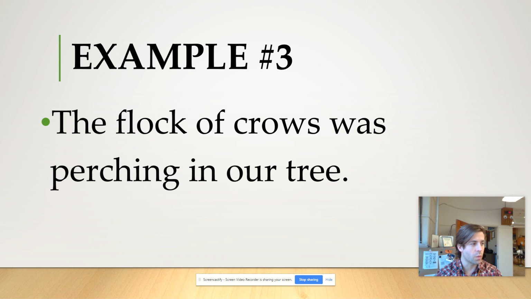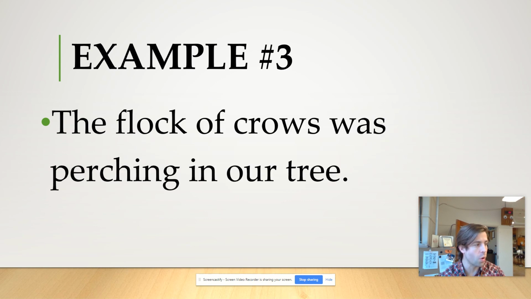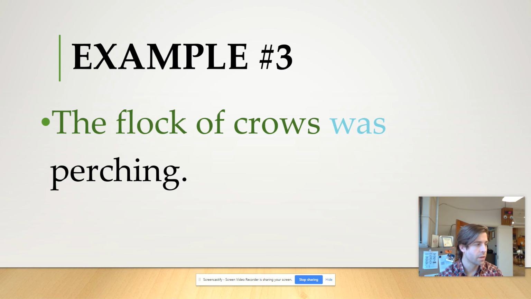This one's easy. Wouldn't we say the flock of crows were perching in our tree? Well, we wouldn't, because of crows is a prepositional phrase. The flock was perching. The whole thing right here, the flock of crows, is one thing, so was would be the correct verb in this case, was perching. And I could even get rid of in our tree, because that's a prepositional phrase.